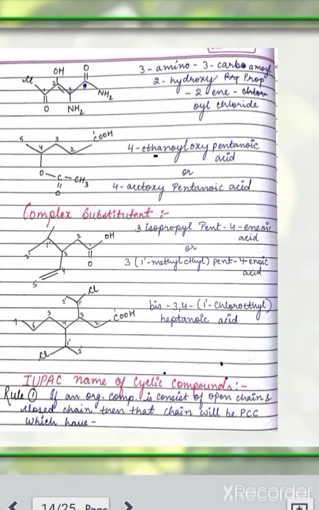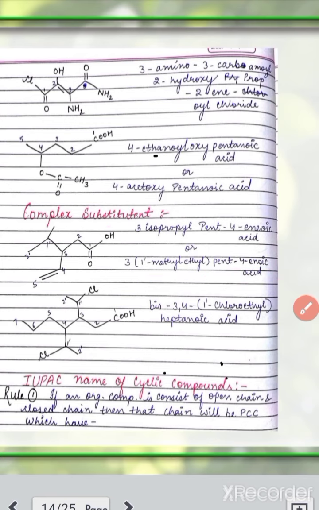Or we can write it as, at third, hide this chain and number it here, so 1' and 2'. So at third position of the main parent carbon chain we have a methyl on this one, and this chain is of 2 carbons. So 1-methylethyl, this is at the third position of the main parent carbon chain, and then the name is pent-4-enoic acid.